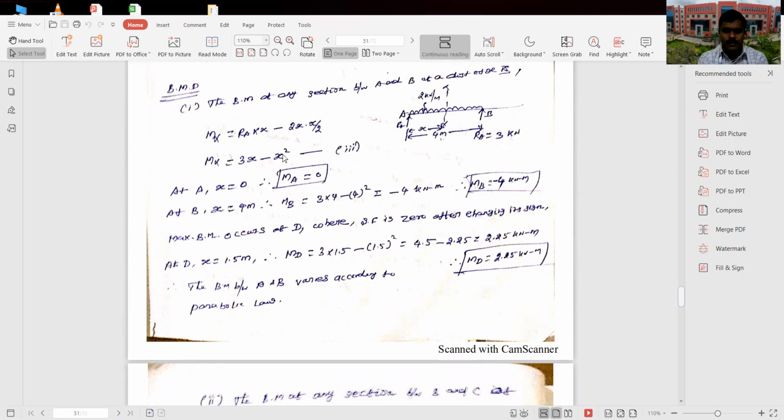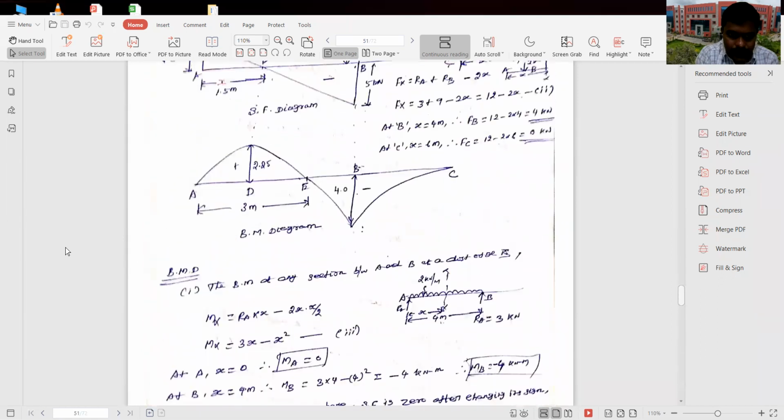And you can see this is a parabolic curve. Why? Because the moment equation is in terms of x square. In between A and B, there will be a parabolic curve. So you can see the diagram here. The bending moment value at A is 0. The bending moment value at B is minus 4 kilonewton meter. And the bending moment value at D is plus 2.25. So a parabolic curve from 0 to the parabolic maximum 2.25, then it will reduce to minus 4.